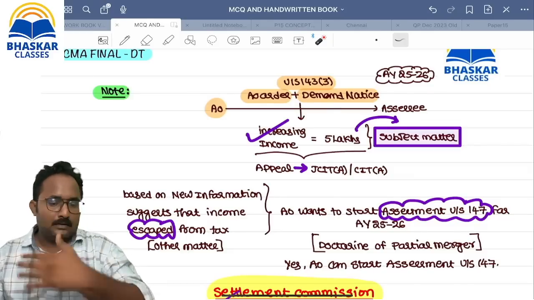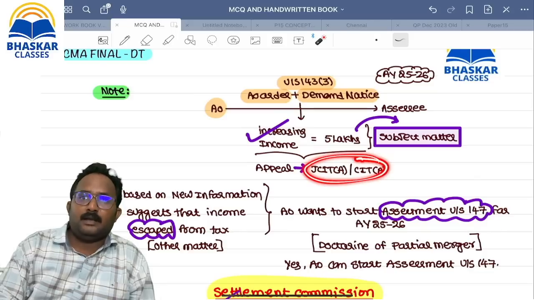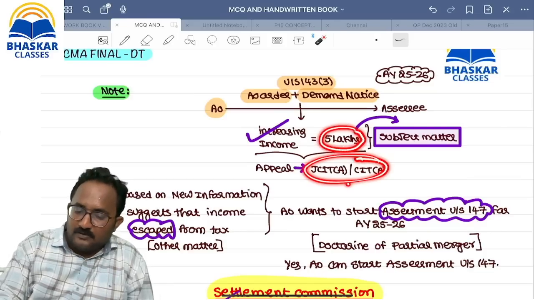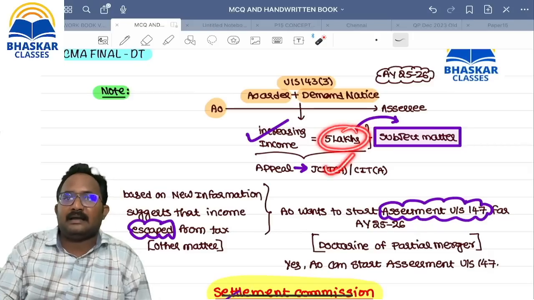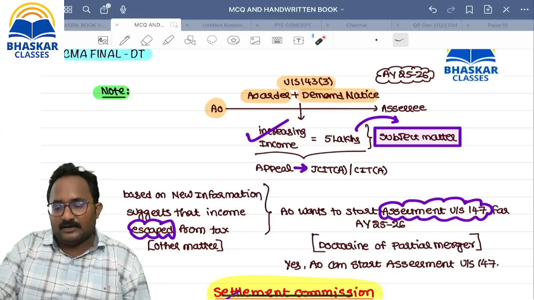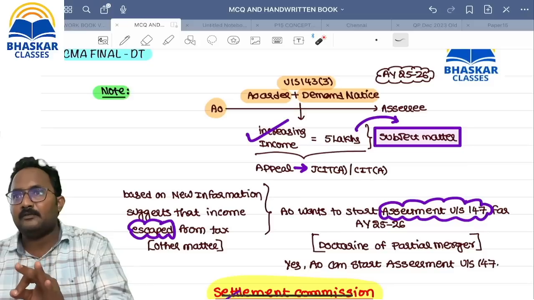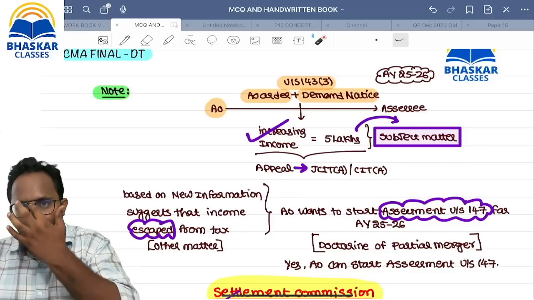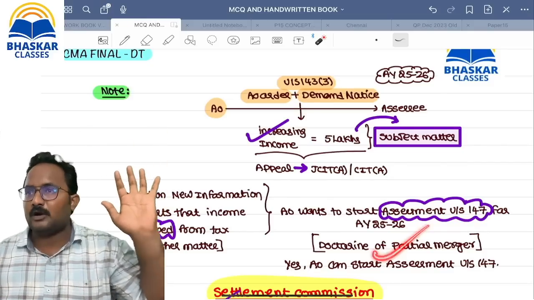Many persons are saying, sir, the appeal is already pending in front of them. Will they decide only with respect to this 5 lakh, or will they talk about this income escapement also? They will decide only whether the 5 lakh addition is correct or incorrect. Based on this information, we need to start one new assessment, the income escapement assessment. That's why 147 assessment is always partial merger. Partial means, without checking whether appeal is pending or not, we can start the 147 assessment directly.